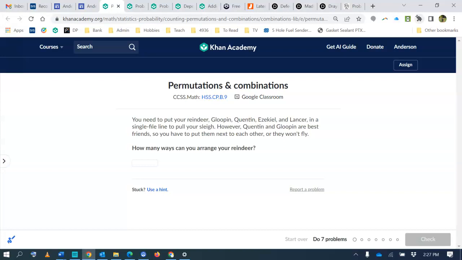So we have reindeer. You need to put your reindeer, Glupin, Quinton, Ezekiel, and Lancer in a single file line to pull your sleigh. However, Quinton and Glupin are best friends, so you have to put them next to each other or they won't fly. Okay, so we have 1, 2, 3, 4. However, Quinton and Glupin like to be next to each other. So, how many ways can we arrange your reindeer? So, order matters. Therefore, we are using permutation.